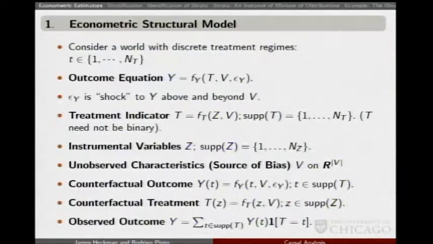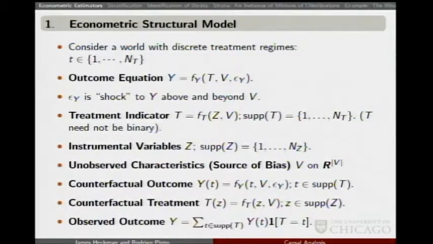So let me lay out, instead of just talking about the introduction, a general framework here that I want to use, and lay out what is a very simple case, but I think an important case that helps me with the basic ideas. So what I want to consider is a world in which there are capital N sub T discrete treatment regimes. So just think about different levels of schooling, or even in an unordered case, different regions of migration, for example.